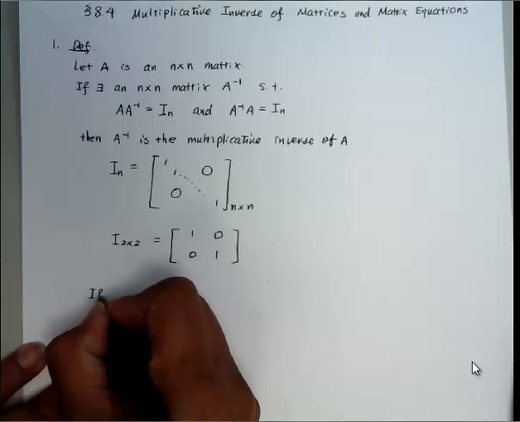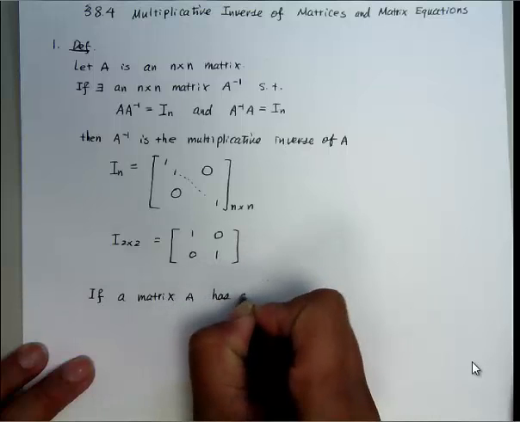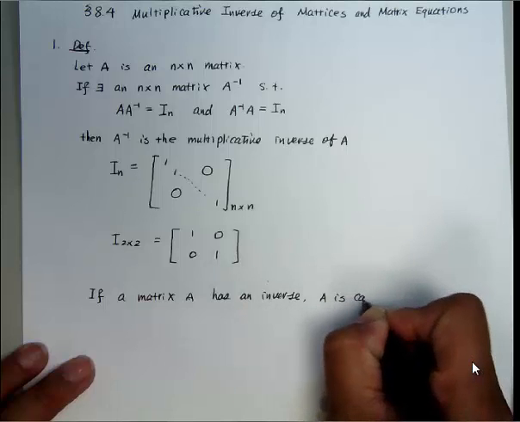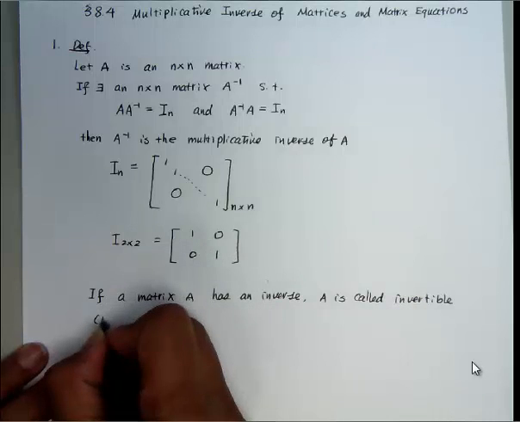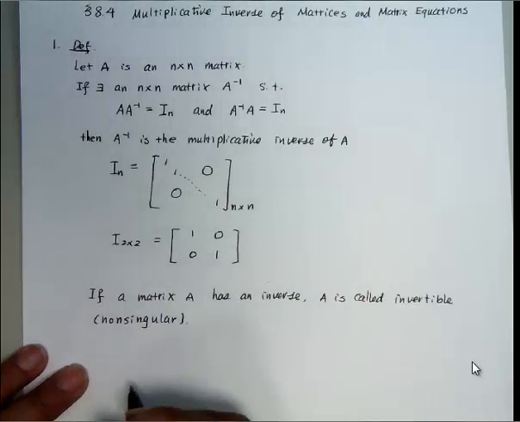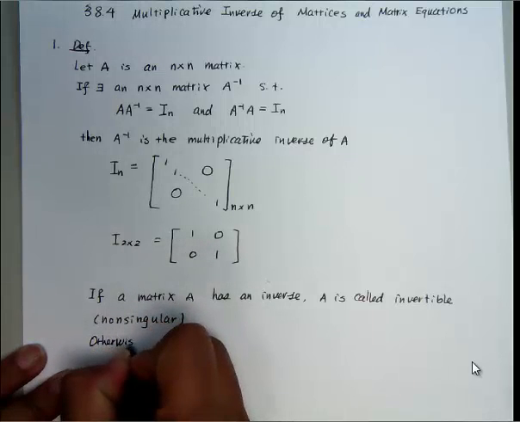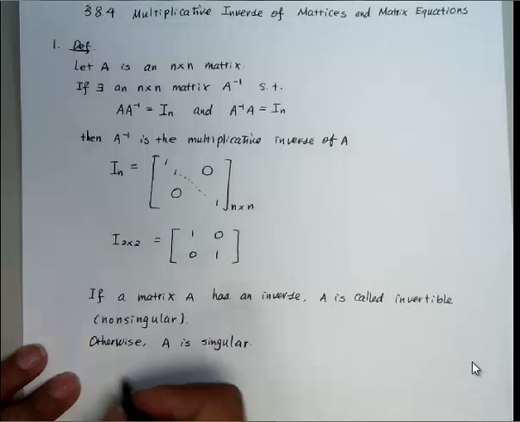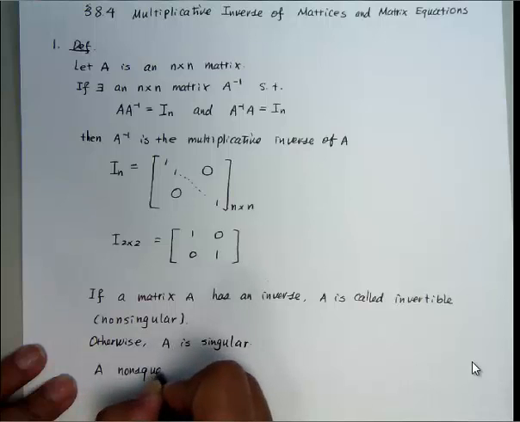And if a matrix A has an inverse, then we call this matrix invertible, or sometimes in some books non-singular. Otherwise, the matrix is called singular. And another fact is that a non-square matrix definitely doesn't have any inverse.